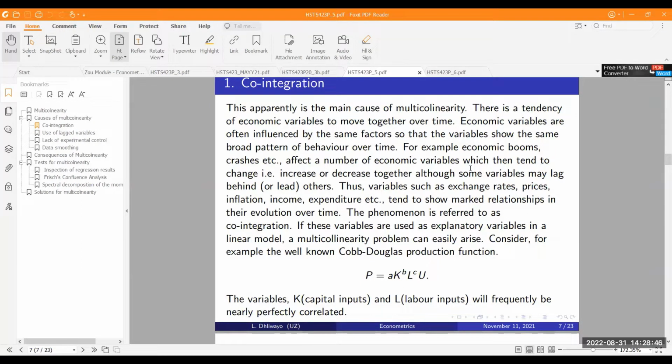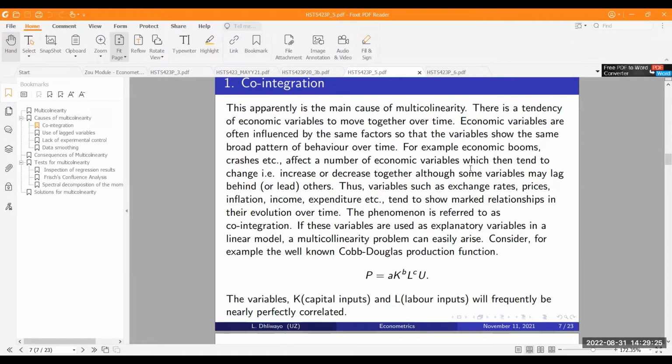If one increases, another one is increasing. Both are affected by what? By the same factors. Are we together? I gave you examples of what? Exchange rates, prices, inflation, income, expenditure. All these variables, if one goes up, you see that the rest of them go up. If they go down, the rest go down. If you look at the time series plot, you see that they are moving together. Some may lag behind a little bit, but overall, you see that there is a trend. They are moving together with time. Are we together? That phenomenon is referred to as what? Co-integration, where variables move together over time.